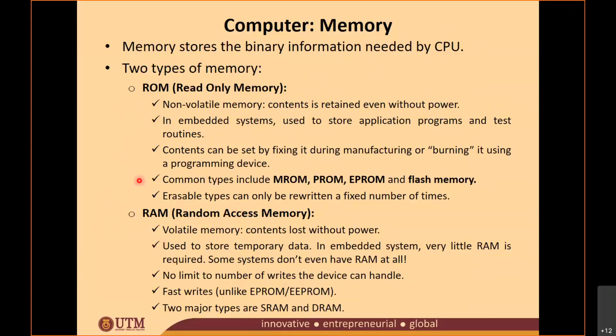Okay, in digital electronics, kita ada dua jenis memory, satu ROM, satu RAM. ROM is a non-volatile memory, while RAM is a volatile memory. So this one you can go through here, ataupun kamu boleh refer to your digital electronics for this.